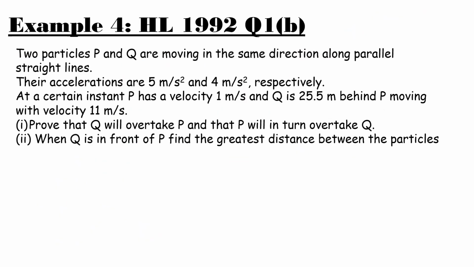So example 4 is from the 1992 paper. It's question 1 part B. And it's two particles, P and Q, are moving in the same direction along parallel straight lines. Their accelerations are 5 meters per second squared and 4 meters per second squared, respectively. At a certain instant, P has a velocity of 1 meter per second and Q is 25.5 meters behind P, moving with velocity 11 meters per second.